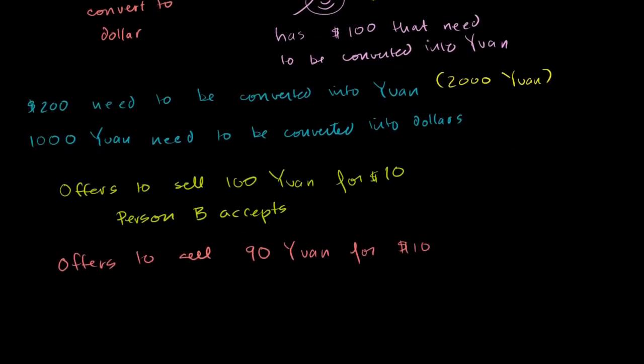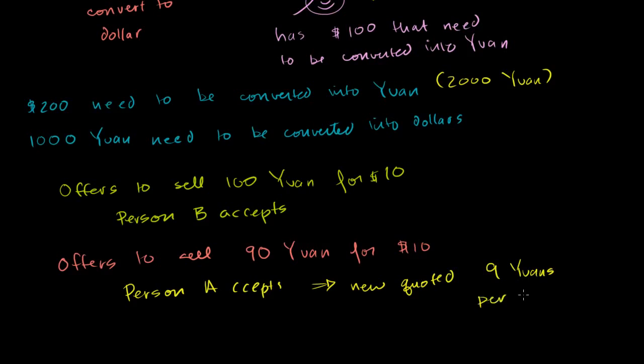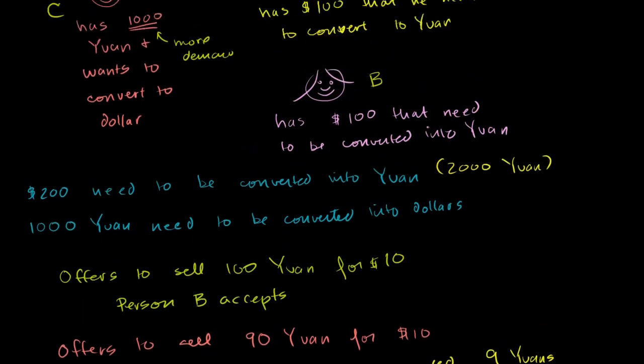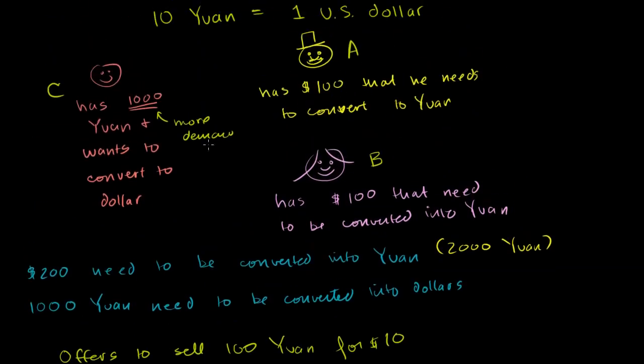So person A accepts. And I'm doing a huge oversimplification, but it gives you the general idea to show you that this really is a market. So person A accepts. All of a sudden, we have a new quoted exchange rate, the transaction happens at 9 won per dollar. Now what's happening? I think you see the dynamic. There's more dollars that need to be converted into won than won that needs to be converted into dollars.